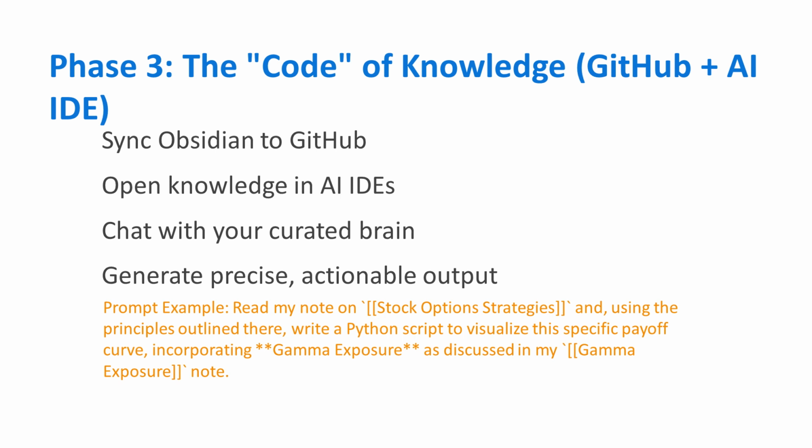Next, I open that GitHub repository containing all my Obsidian nodes in an AI native IDE like Cursor or Windsurf. This leads to the ultimate unlock, chatting with your brain. I can now prompt the AI in the IDE not just with general queries, but by referencing my own curated, verified knowledge. For example, I might say, read my note on stock options strategies, and using the principles outlined there, write a Python script to visualize this specific payoff curve, incorporating gamma exposure as discussed in my gamma exposure note.